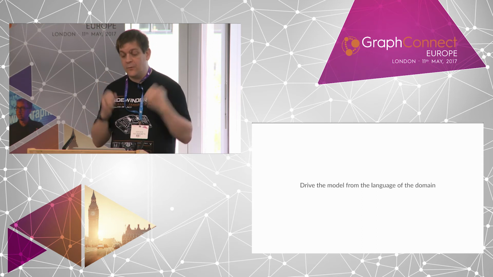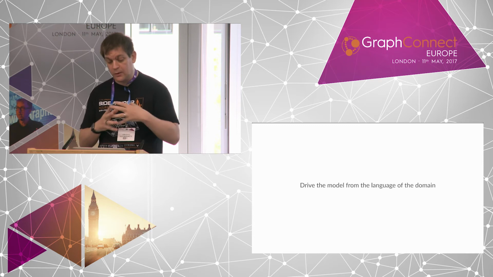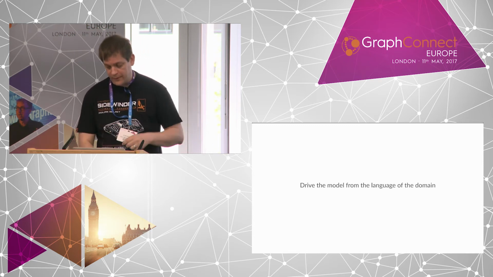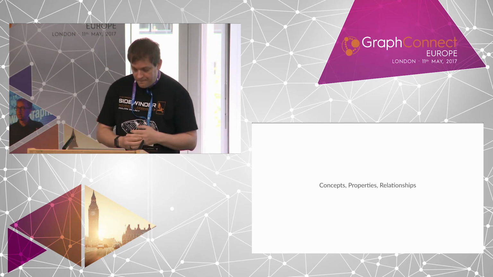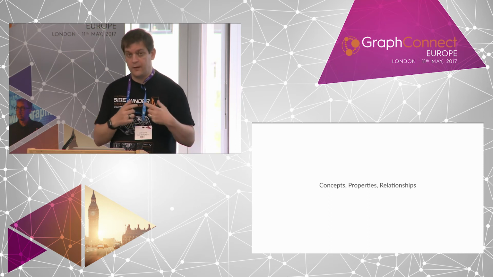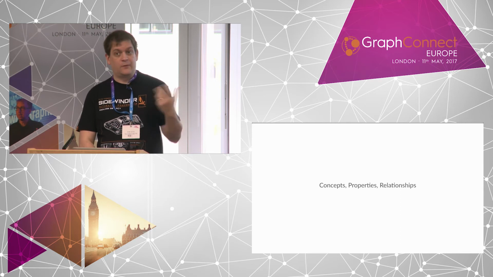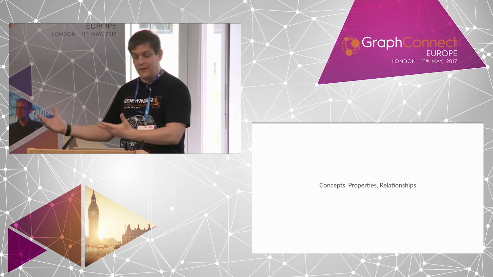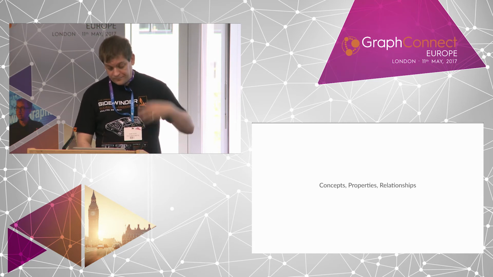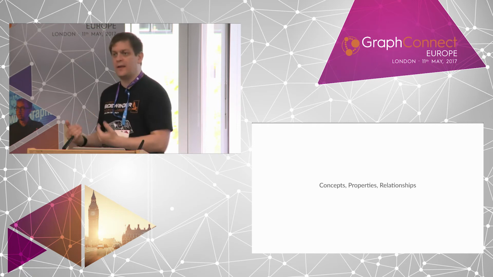The abundance of ways to describe things within the graph is why you really want to drive the model from the language of the domain, not from the Cypher. If you consider the graph model that I'm working with, we have the idea of concepts and properties and relationships. Now, this sounds like it's a one-to-one mapping with nodes, properties, and relationships in the graph, but it's more complex than that. I have no idea how many properties a particular concept may have, and I have no idea what they're going to be called.